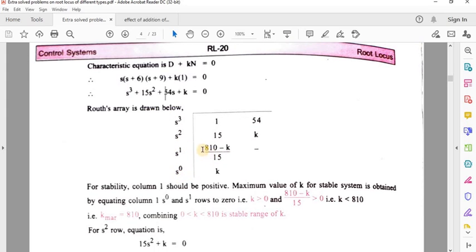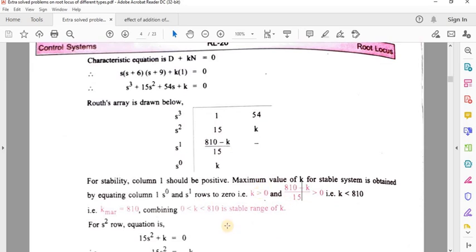In this column and this column k is present, so we have to put it greater than 0 so that we can get the value of k. For this equation, when we put greater than 0, k will be less than 810. So the value of k lies between 0 and 810. In this range the system will be stable.